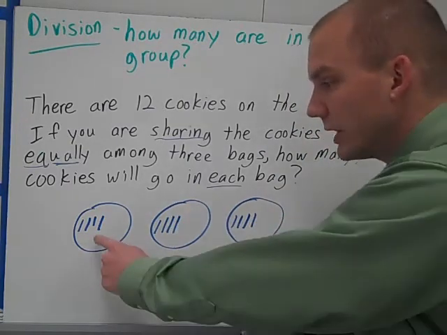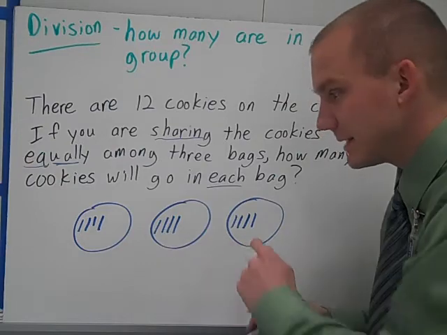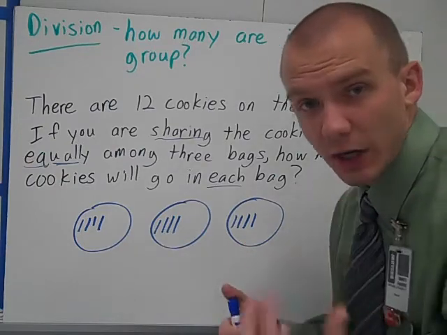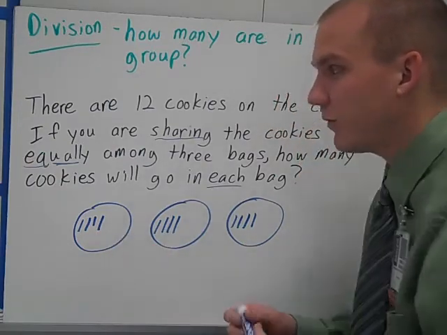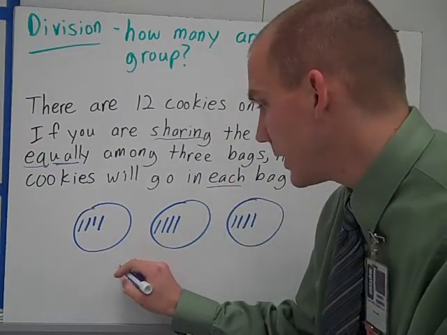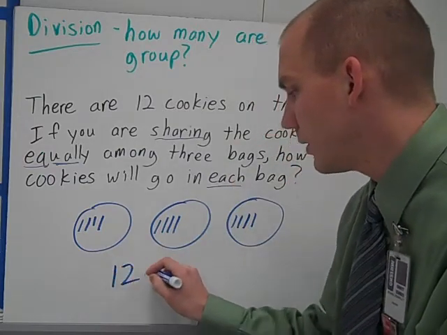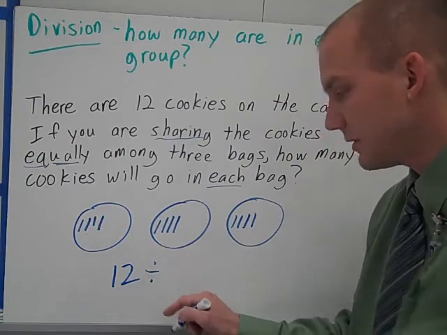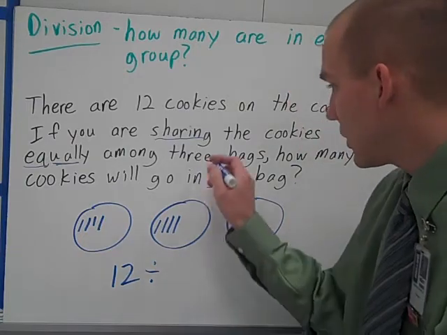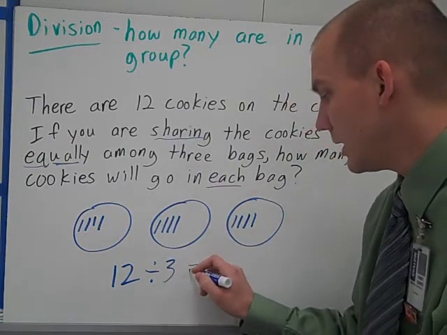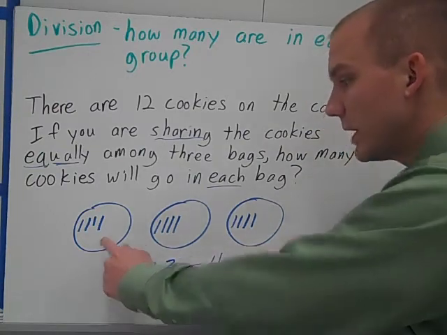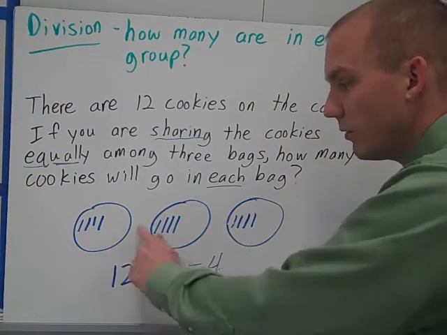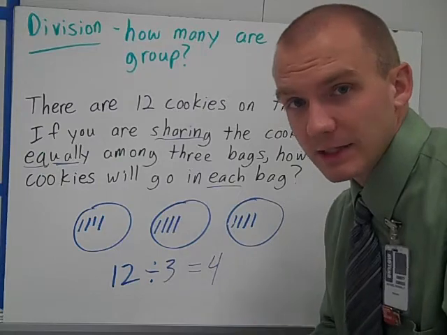And it works out where each bag has the same amount, which means I've shared equally, and each bag has 4. So to write that, I write 12 divided by, that's the division symbol, 3 equals 4. That's what this picture shows me. 12 divided into 3 bags equals 4.